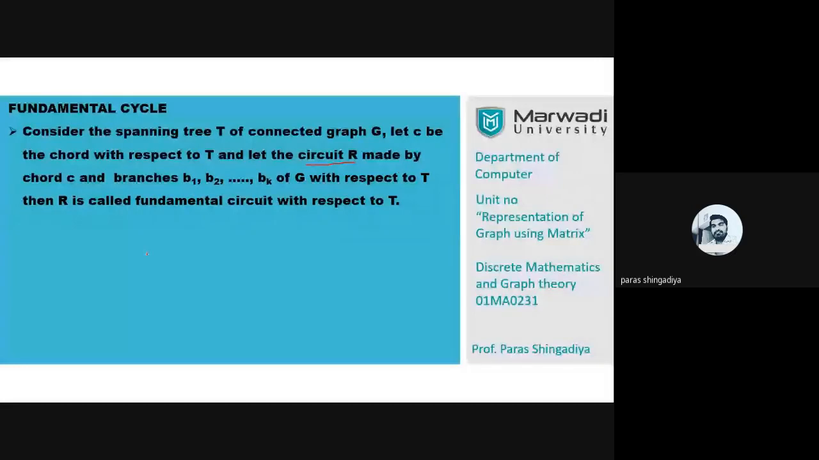So this is known as a fundamental circuit with respect to T. It means if you change the spanning tree, then the circuit will be changed, because the branches will be changed and the chords will be changed.